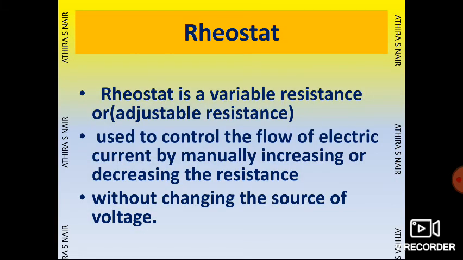Rheostat is a variable resistance or adjustable resistance. It is an instrument used to control the flow of electric current by manually increasing or decreasing the resistance without changing the source of voltage.